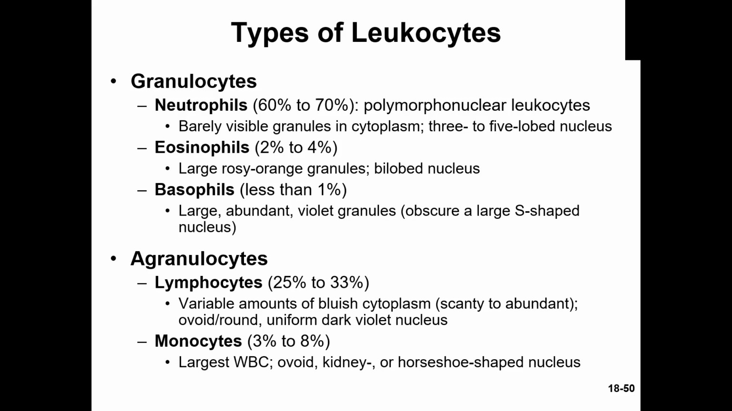In the agranulocytic category, you have lymphocytes. They are collectively the second most abundant WBC in a whole blood sampling. Their nucleus is going to take up almost the entire center of the cell. There's almost no cytoplasm seen, and you will not see granules either. And the monocytes, these are the biggest white blood cell, and they're going to have a horseshoe-shaped nucleus.